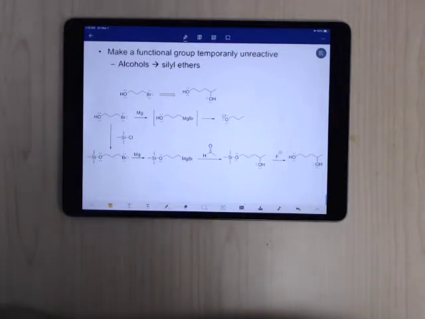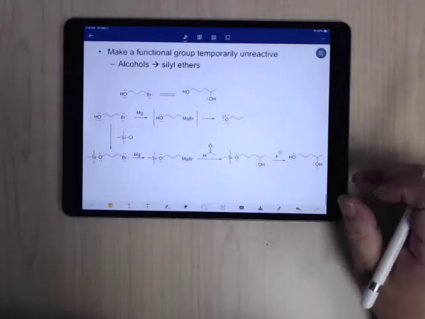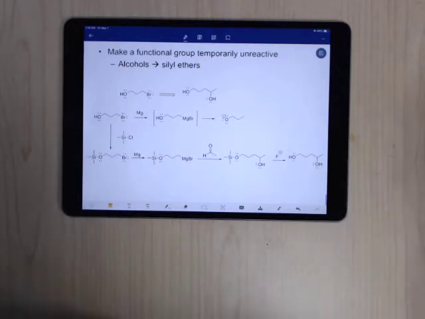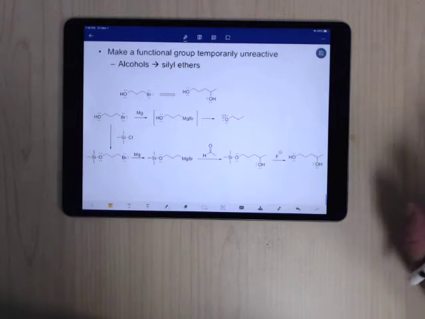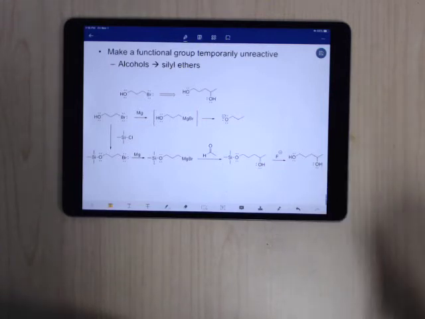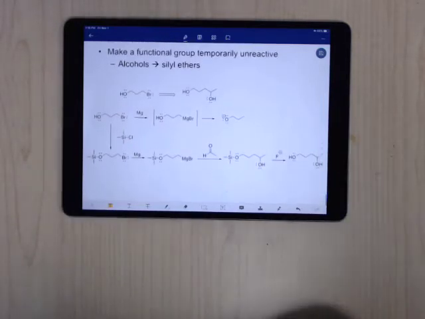So this is a way of temporarily blocking a reaction at one particular spot while you go and do something else. It's nice to be able to design your synthesis so you don't have to work with them, but sometimes that's not practical. And there's a huge number of these things, there's all sorts of books on that. So I think that's it. Good luck.